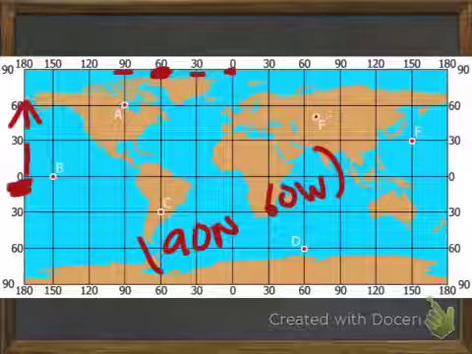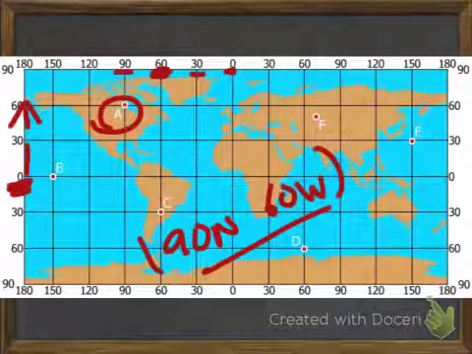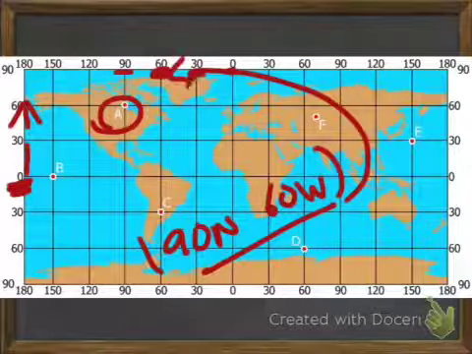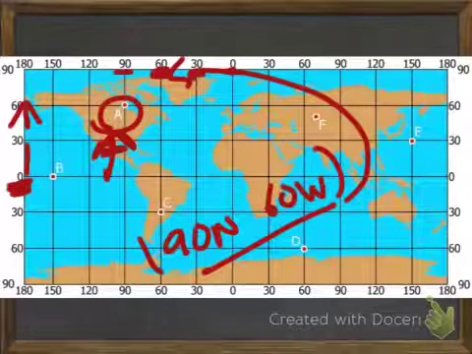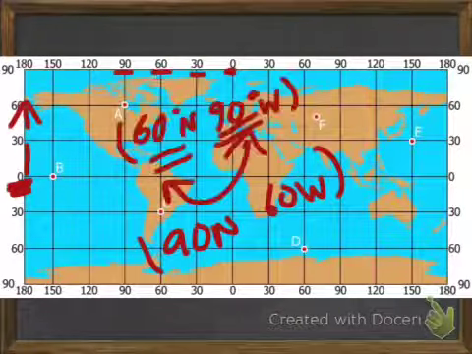So if you gave those directions to somebody, like for point A, and you said, oh, I'm at 90 degrees north, 60 degrees west, that's where they would end up. They would not end up here, would they? So you see, it's quite important to make sure that you actually have the numbers in the correct order, or it doesn't work. Okay, let's do B.